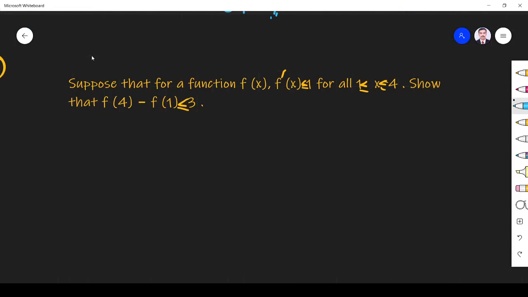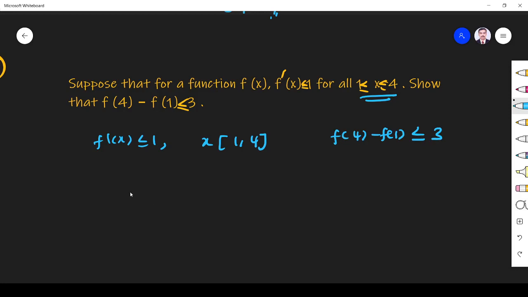Fourth one, suppose that for a function f of x, f dash of x is less than or equal to 1. The interval is x varies from 1 to 4, a closed interval. As usual, it includes 1 and 4, so closed interval. What you have to show is that f of 4 minus f of 1 must be less than or equal to 3.